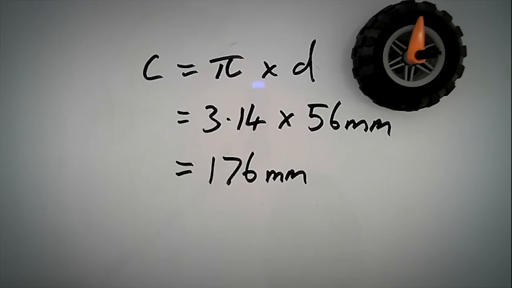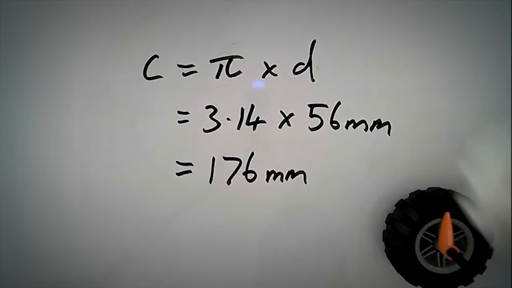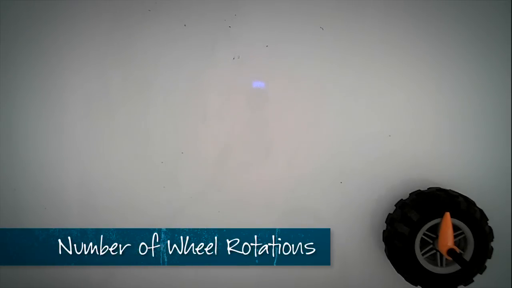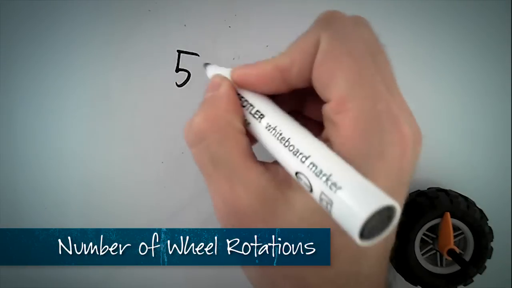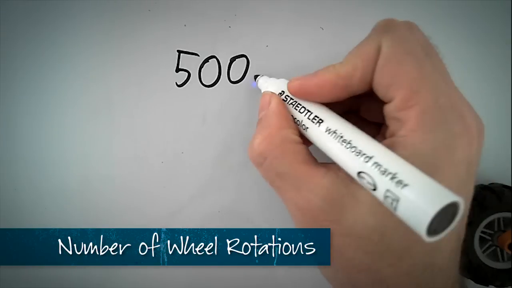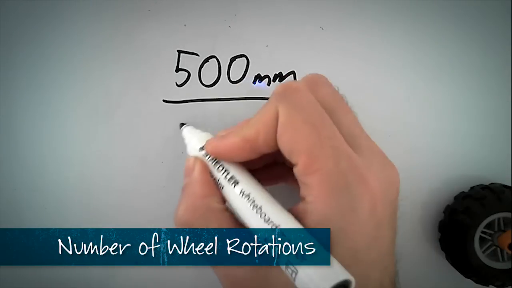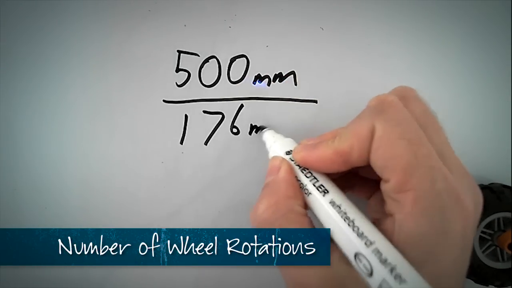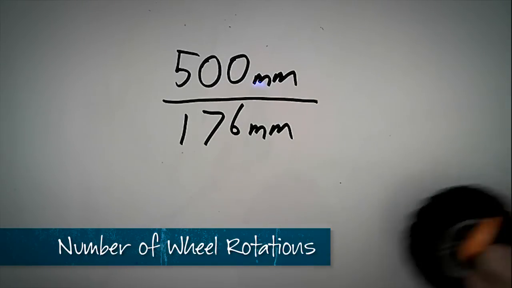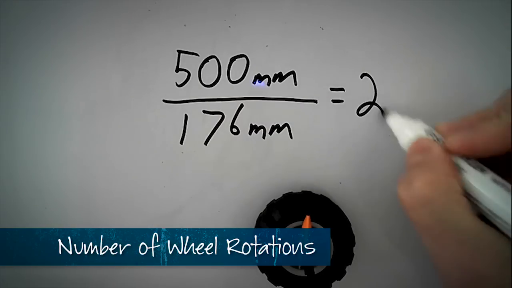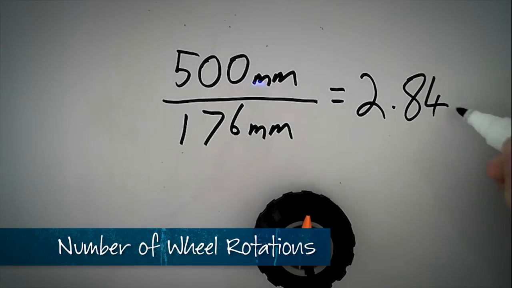So how do we use this information? Well, let's suppose we want our robot to drive in a straight line for a set distance. Let's choose, say, 500 millimeters. We know that one rotation is 176 millimeters, so we need to calculate how many rotations are needed to travel 500 millimeters. To do that, we will take 500 millimeters, divide it by 176 millimeters, which is the circumference of our wheel, and this gives us 2.84 rotations.